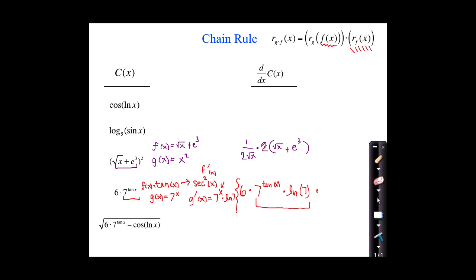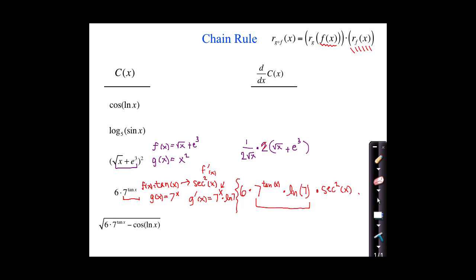The derivative of tangent of x with respect to x is just secant squared of x. So this lovely thing, it's just a bunch of things multiplied together. 6 constant multiple. 7 to the something times natural log of 7, that's the pattern for exponential base 7. So it happens to be 7 to the tangent of x times natural log of 7. And then here's the derivative of tangent of x, secant squared of x.